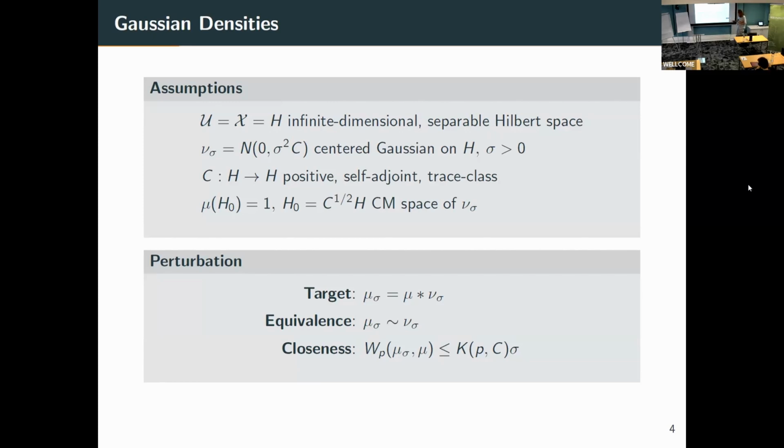Okay. And of course, in some maybe Wasserstein metric, these two are not too far apart. So solving the problem of sampling from mu sigma maybe is not such a bad idea compared to straightforward sampling from mu.